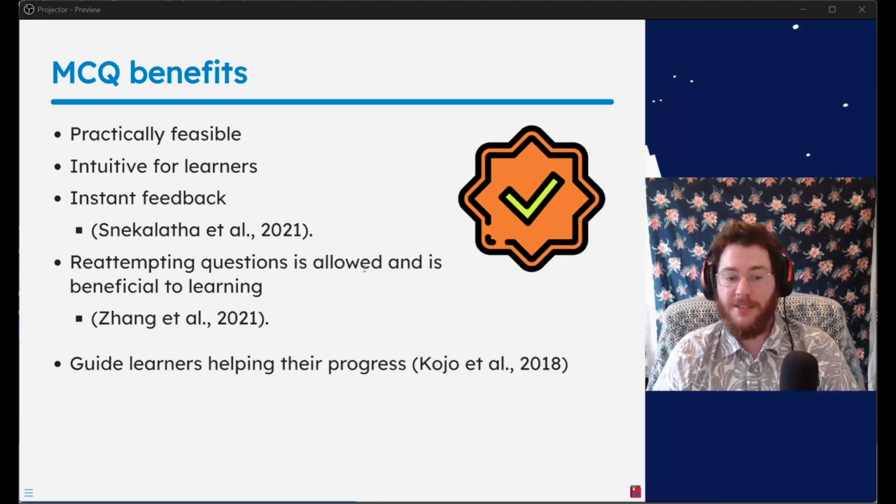Reattempting questions is allowed and is beneficial to learning. It kind of gets past the barrier. If they're not quite sure, they can pick what they think is the best answer. If that's wrong, they can then pick their second best, and then hopefully they don't need a third attempt. And it helps guide learners in their learning progress.